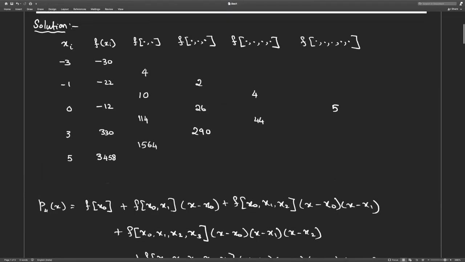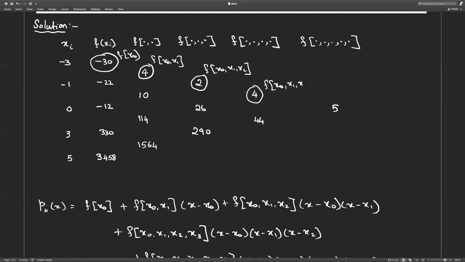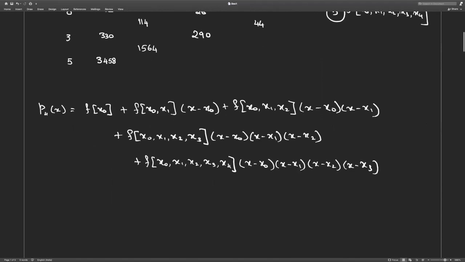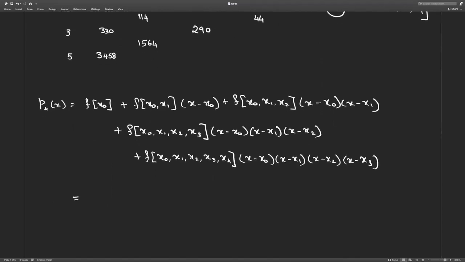And what are these numbers? This is nothing but your f of x naught, and this is your f of x naught comma x1, and this is f of x naught, x1, x2. This is your f of x naught, x1, x2, x3, and finally this is f of x naught, x1, x2, x3, and x4, right? You simply substitute all these values in the right hand side expression.